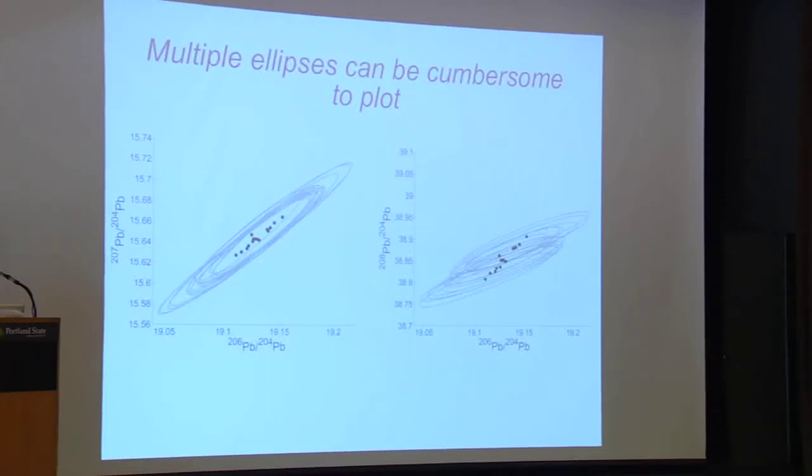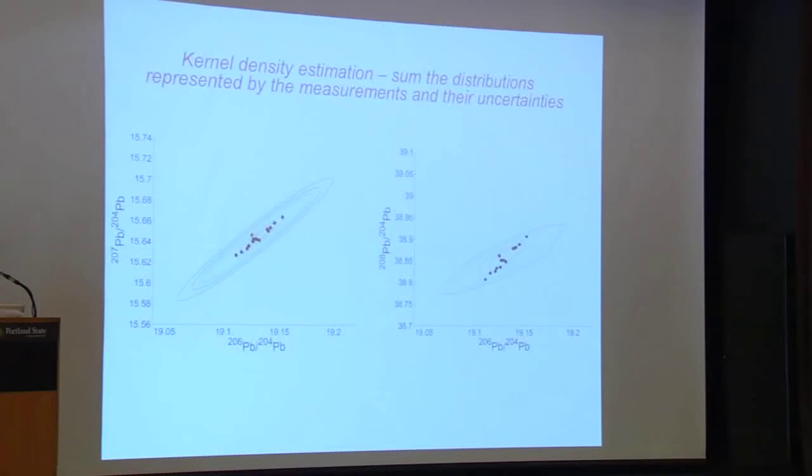Multiple error ellipses, a profusion of overlapping error ellipses, is very cumbersome to plot. It's very awkward on the eye, and it makes it very hard to read data ultimately. These ones are not so bad, but in others it is. So what we've been doing at the BGC is using kernel density estimation.